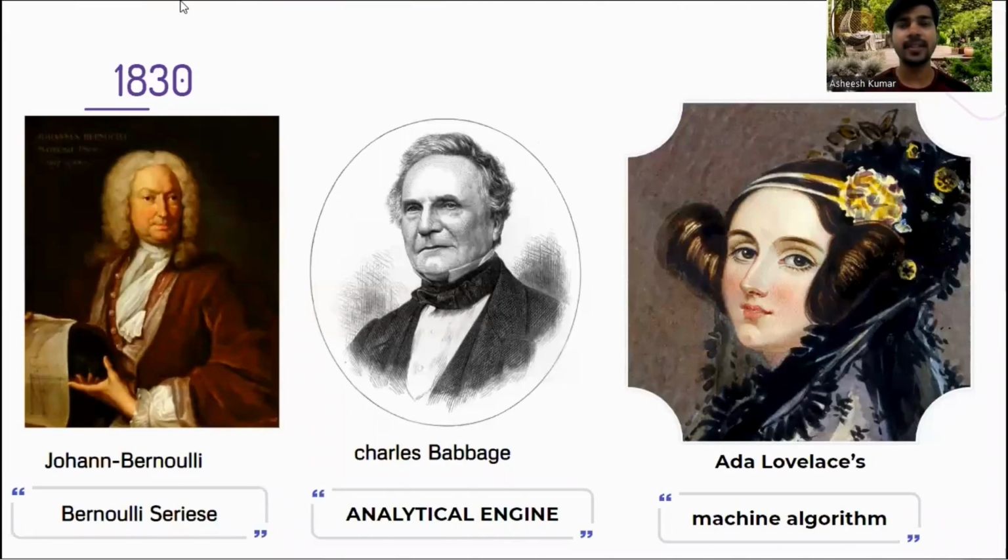After the difference engine, Charles Babbage was looking for a new invention that could help generate the Bernoulli series. The Bernoulli series was introduced by John Bernoulli in 1770. That series is used for the financial system. So Charles Babbage wanted to design a machine for the finance system.